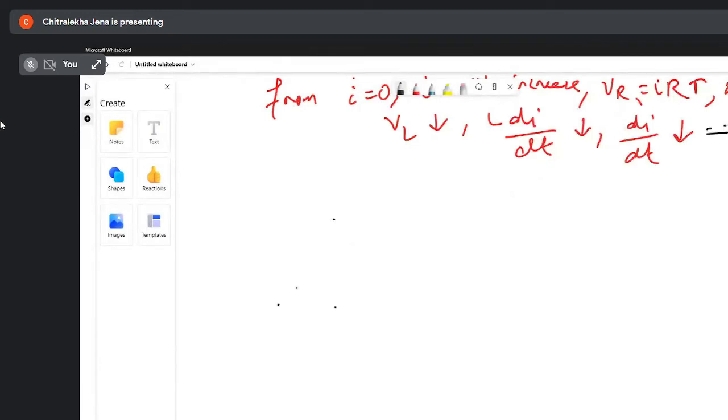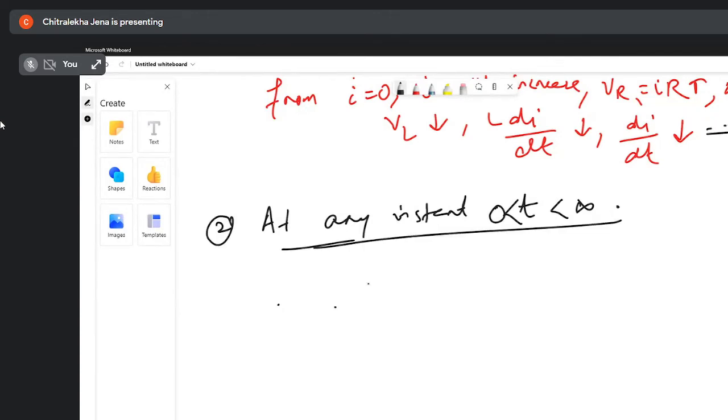Okay, so now come to what I will discuss now. At any instant, meaning t greater than 0 and less than infinite. This is your condition number 2, that is your DC transient. What happens now? V is equal to IR plus L di by dt. This is my equation. Yes or no? Tell me. Is it okay?